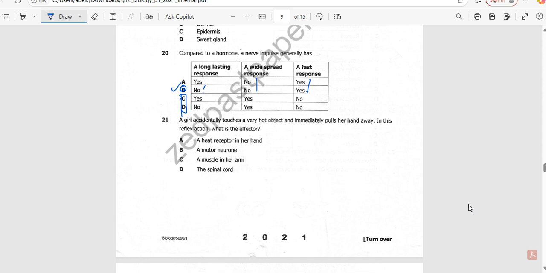So it only moves through three parts. The sensory neuron, then the spinal cord, then the motor neuron, and the motor neuron back to the effector. Then the effector will carry out the appropriate response. So if the action is very fast, the brain is not taking part here. So what is the effector? The effector here will be the muscles.